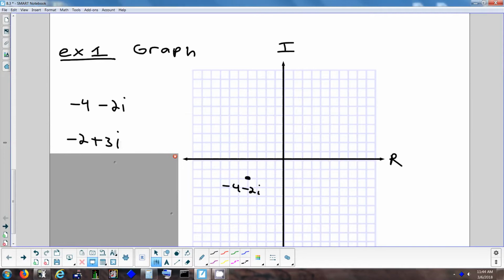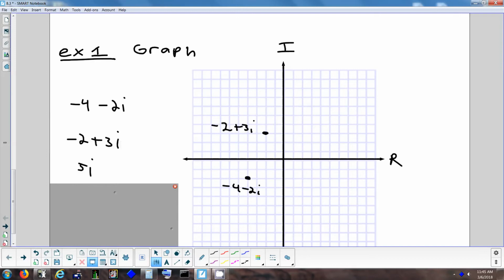How about -2 plus 3i? Colin? Left 2, up 3. Yeah, left 2, up 3. This kind of stuff, I think, is really, really straightforward.